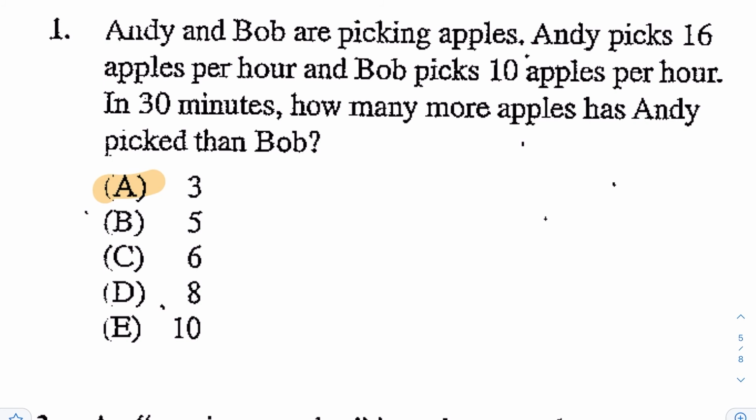All right, for number 1, Andy and Bob are picking apples. Andy picks 16 apples per hour, and Bob picks 10 apples an hour. In 30 minutes, how many more apples has Andy picked than Bob? So Andy will be 16 in 1 hour. So 30 minutes is half of that. So that's going to be 8 apples in half an hour.